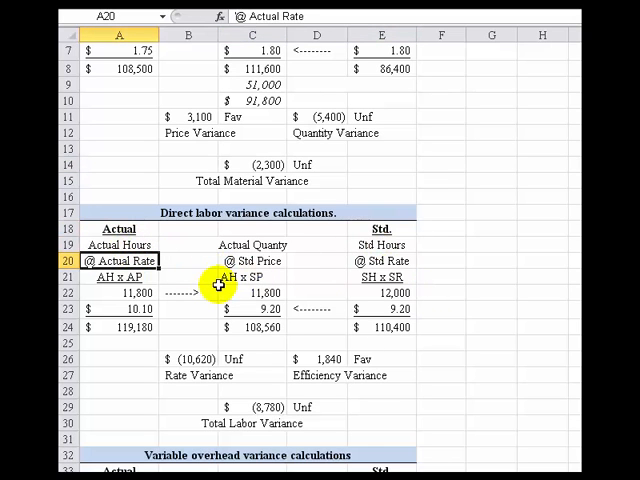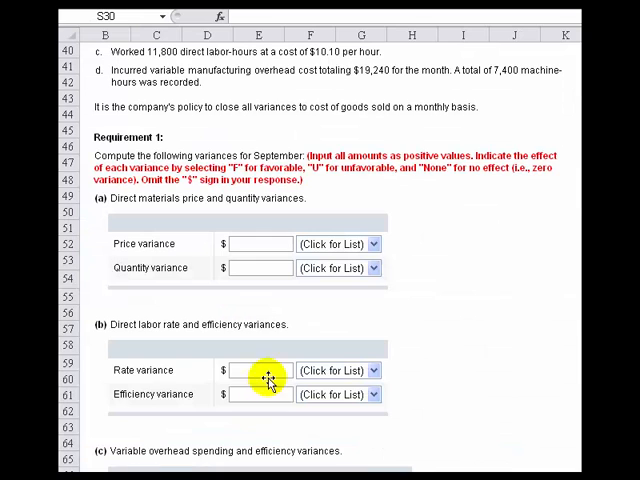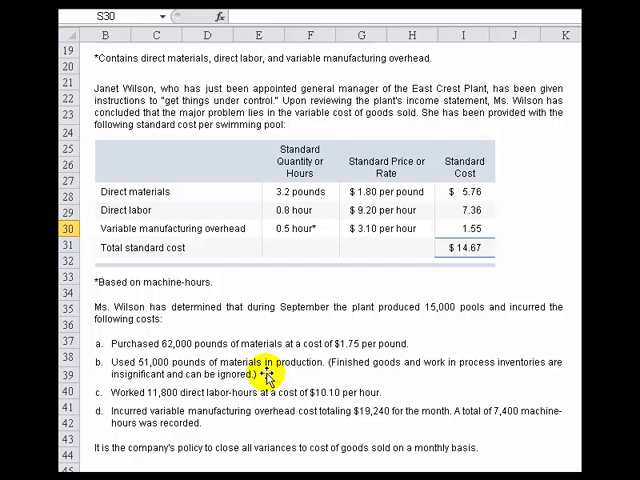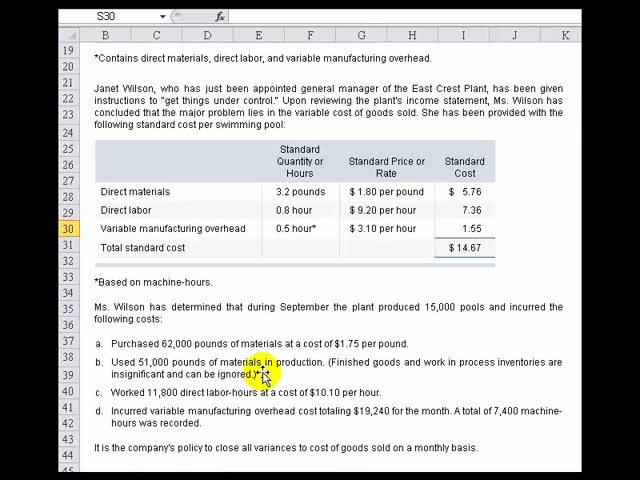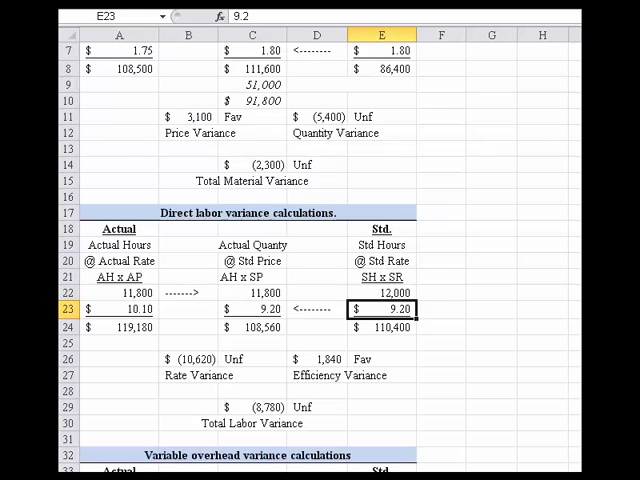Actual hours times actual rate. Standard hours times standard rate. 11,800 was the actual hours at $10.10, and I think they gave that information to us. 11,800 at $10.10, so that's where it comes from. And then 12,000 at $9.20 is the standard. And where did they give us that information? There's our $9.20 per hour, and it takes 0.8 hours to make a pool.